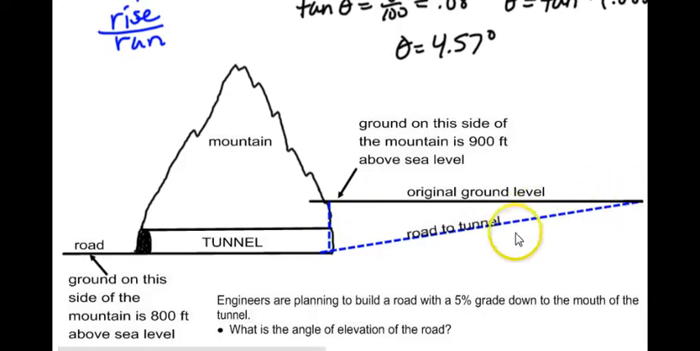The engineers only want the road to have a grade of 5%. So down here we want the grade being 5%. So where do we have to start digging to get the road? Where do you start the road in order to have a grade of 5% and have it get down to the right level on the mountain?